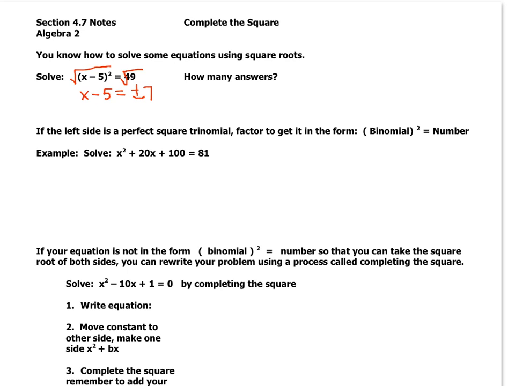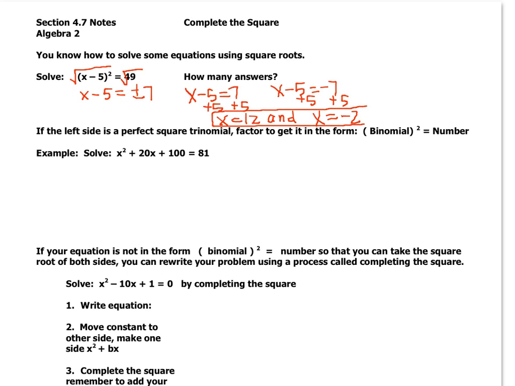So I have positive 7 or negative 7 that it is equal to. I've got two possible answers. I can say x minus 5 equals 7, or I could say x minus 5 equals negative 7. And then to find my answers, I can add 5 to both sides. So I have x equals 12, and if I add 5 to both sides here, x equals negative 2. So those are my two possible options. And that's one way to solve if you have a quantity squared.